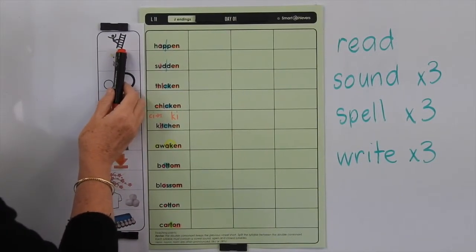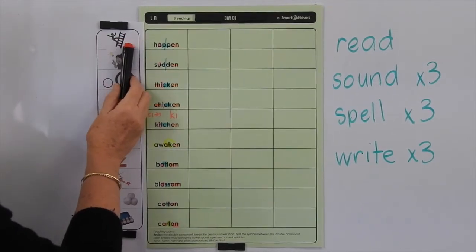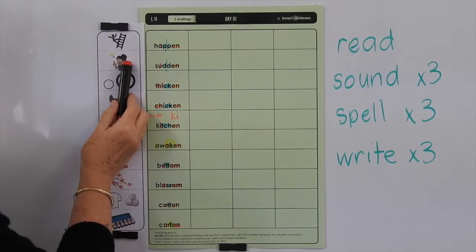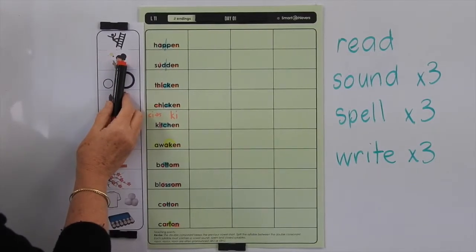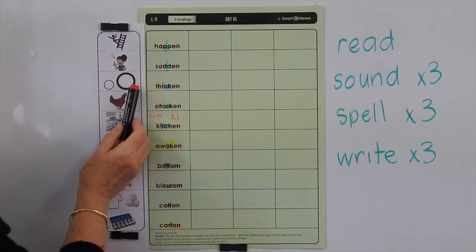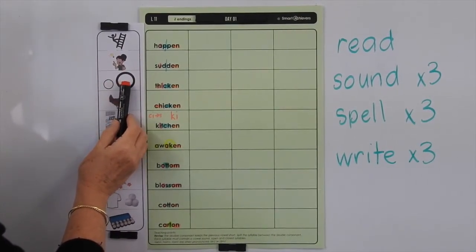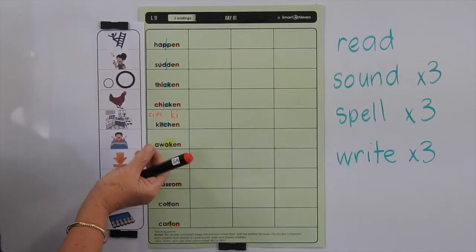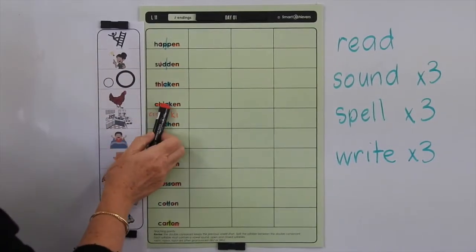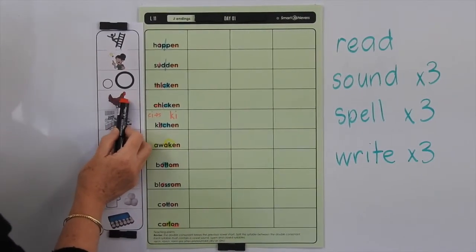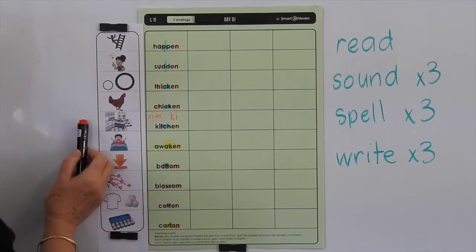Okay, so what does happen mean? When something occurs, we say it happened. Sudden means something on the spur of the moment. It wasn't planned, it was a sudden, it was a surprise, a sudden thing that happened. Thicken means when something goes from thin to thicker, it thickens, so it's a thicker consistency. A chicken could be the young of a hen. Some people call growing hens chickens as well.